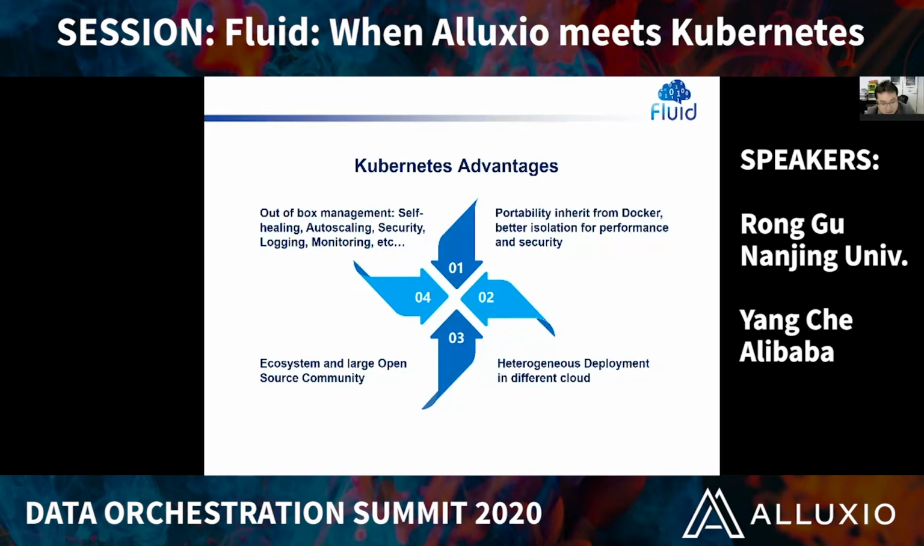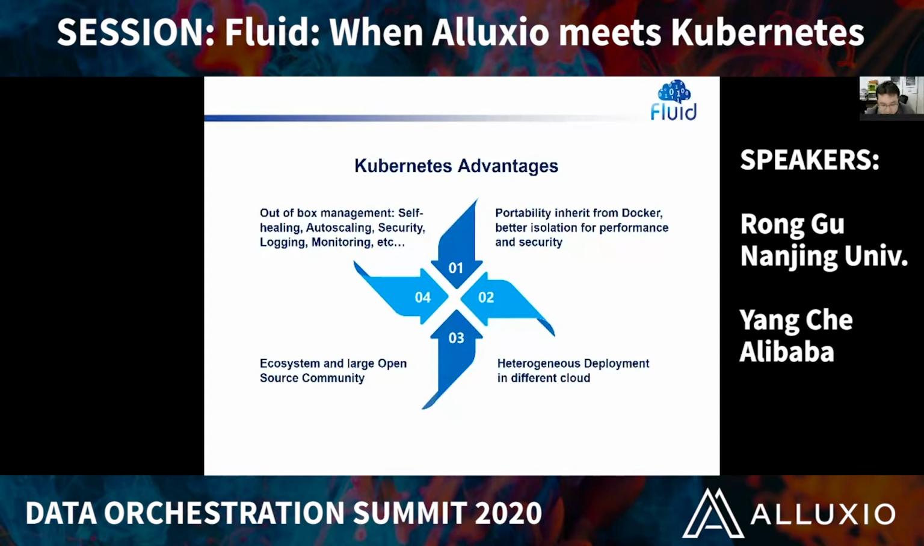Kubernetes has attracted so many deployments for quite a lot of its advantages. We can name some key advantages here. First, it provides users with out-of-box management, including self-healing, auto-scaling, security, logging, monitoring, and so on. These features save quite a lot of time for the developers and operators. Second, it inherits properties from Docker, which bring better isolation for performance and security. Third, Kubernetes has a rich ecosystem and a large open source community now.